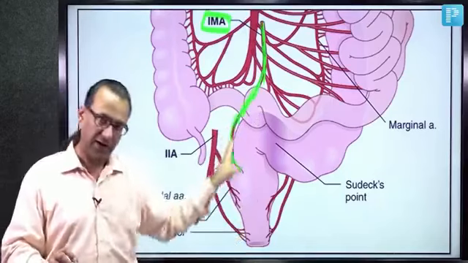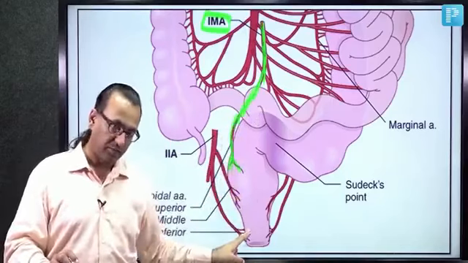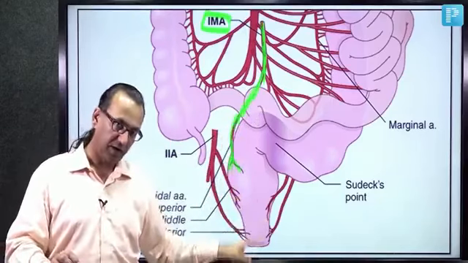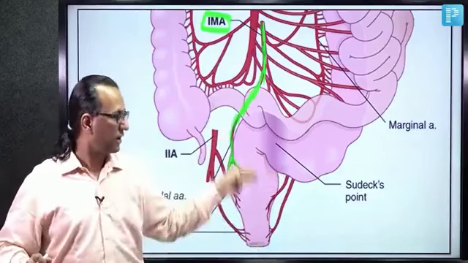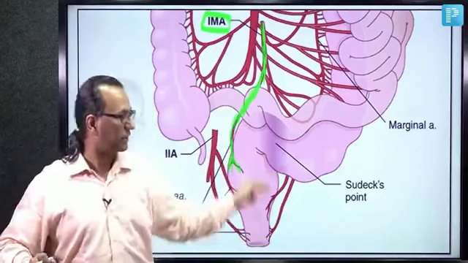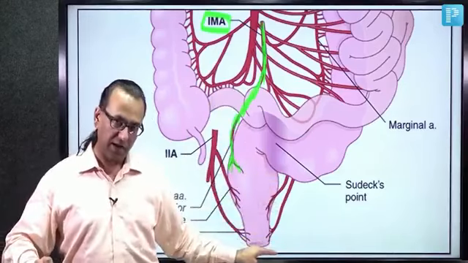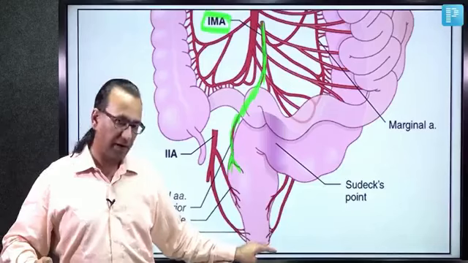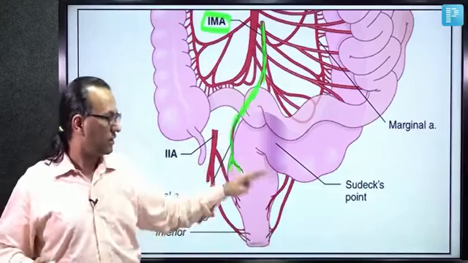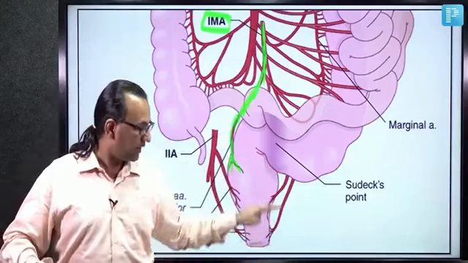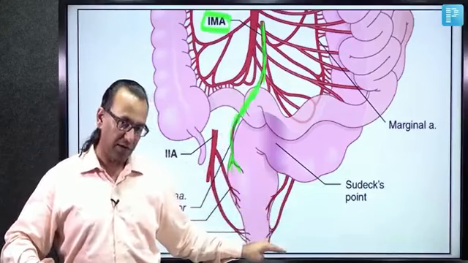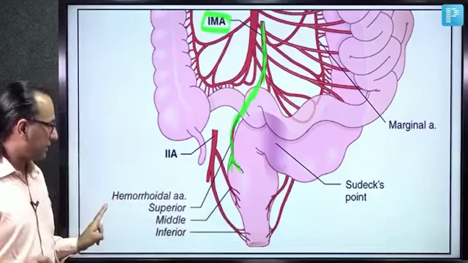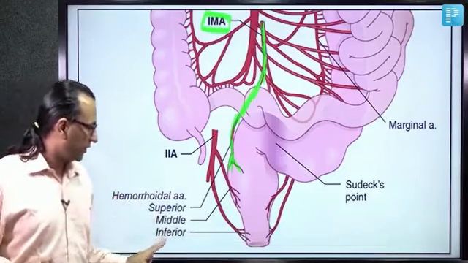It will also supply the anal canal till the dentate line, because below the dentate line, it will be inferior rectal artery. Remember, there are three rectal arteries, superior, middle, inferior rectal arteries, and they supply the rectum, but they are also supposed to supply the anal canal. Anal canal is supplied by superior rectal artery till the dentate line, and below the dentate line, it is supplied by inferior rectal artery. So who is giving the inferior rectal artery? Let us find out. Here you will find that there is superior, middle, inferior rectal arteries.